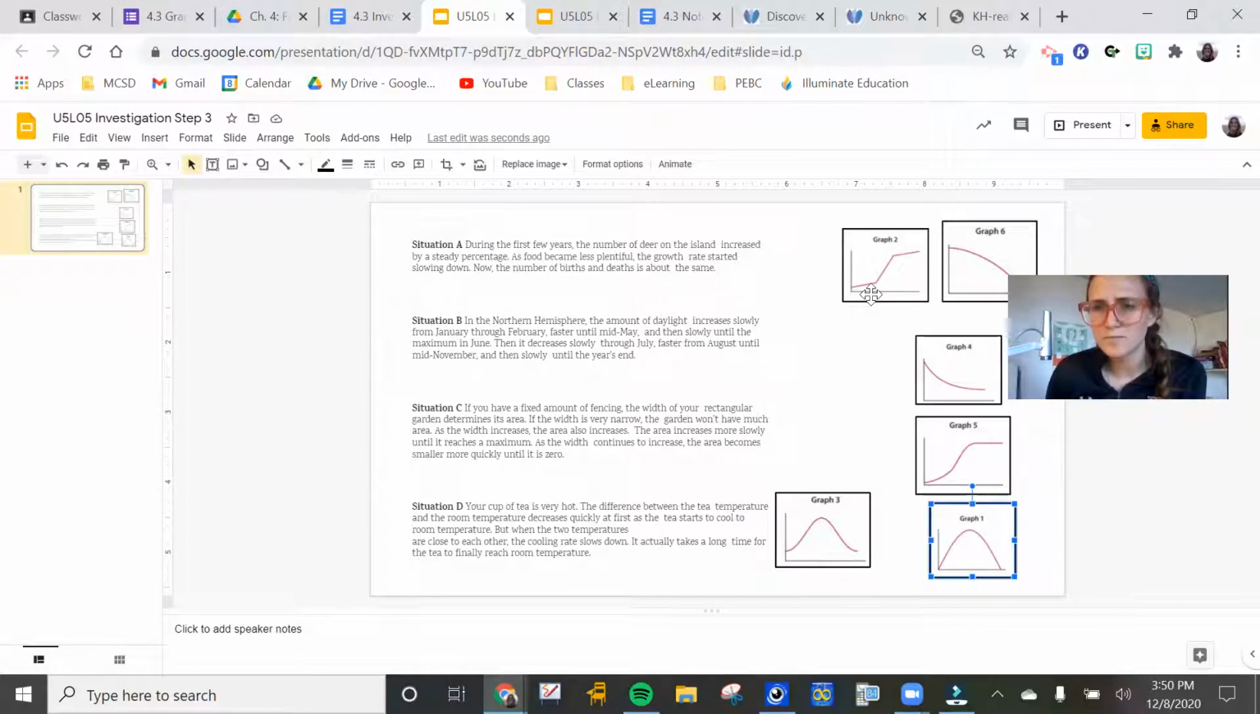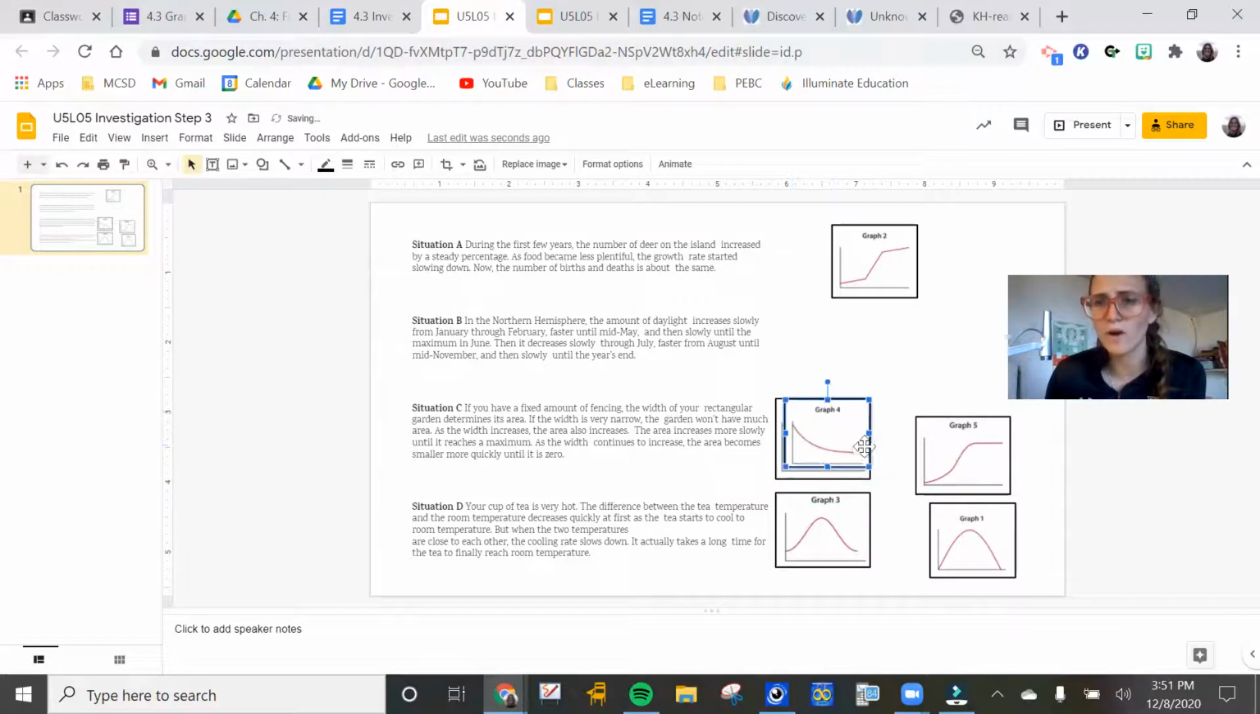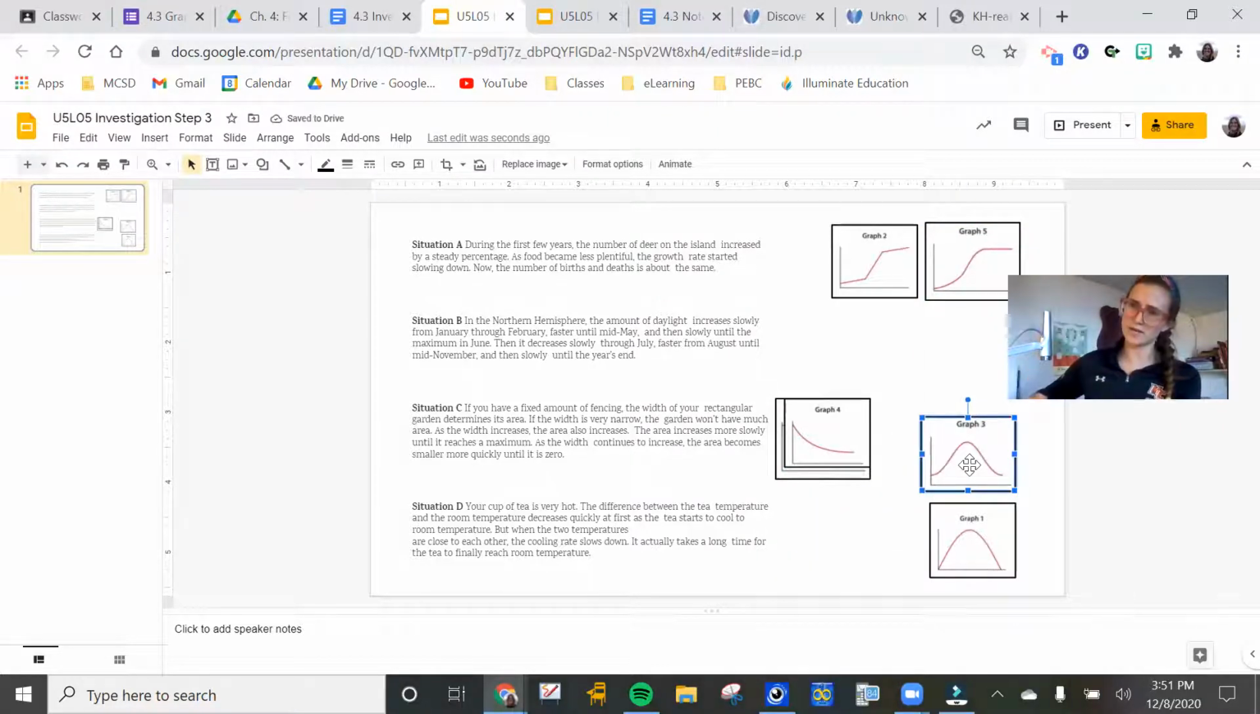So graph 2 looks like it might be an option. Definitely not graph 6 because that's decreasing. Same with graph 4. Graph 5 looks pretty good. And not graphs 1 or 3 because those increase and then decrease. I'm looking for something that increases and then just flattens out. So think about the major differences between these two graphs. Graph 2 is a linear graph. Graph 5 is non-linear.